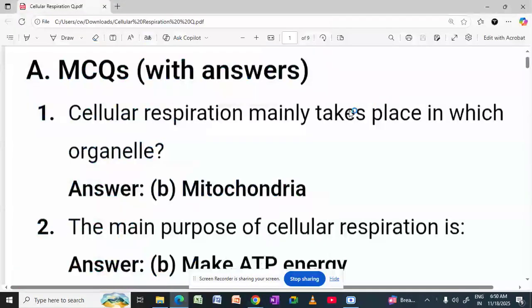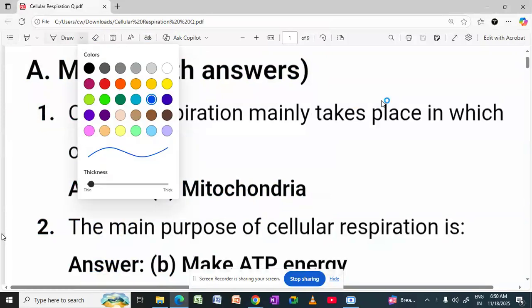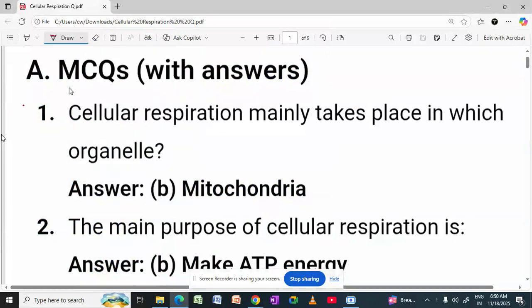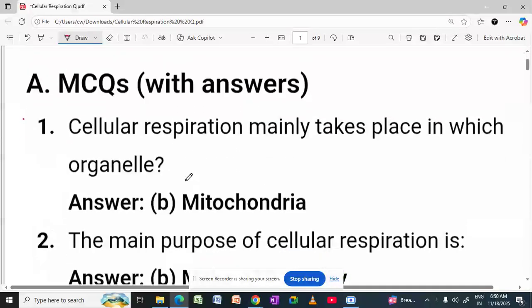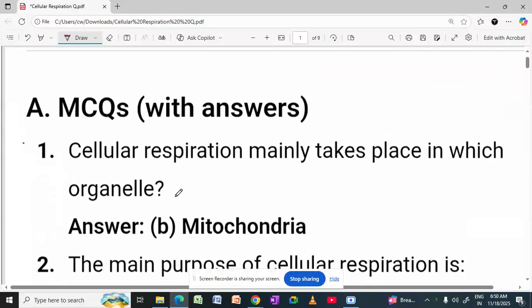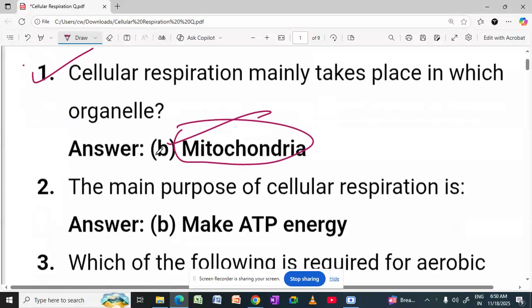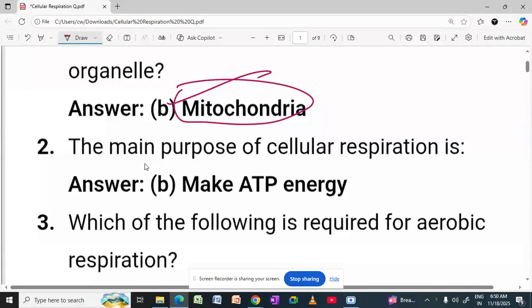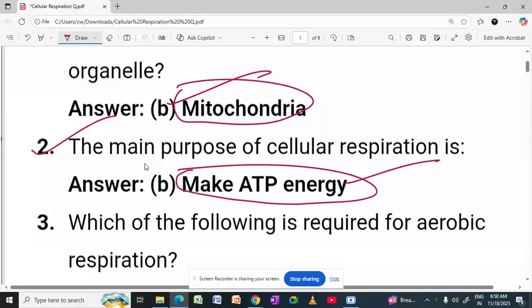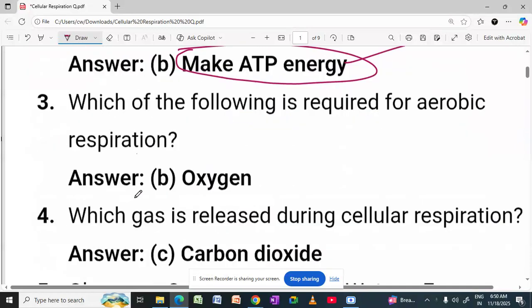Our first question here is: cellular respiration mainly takes place in which organ? Cellular respiration, important questions we are going to discuss here. Cellular respiration mainly takes place in which cell organelle? The mitochondria. It mainly takes place in the mitochondria. The main purpose of cellular respiration is to make ATP energy.